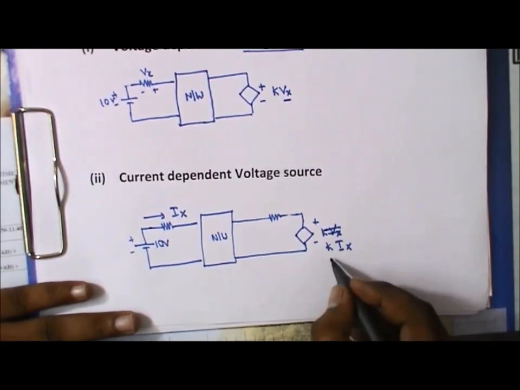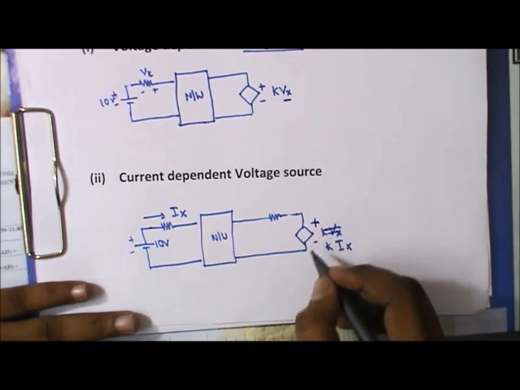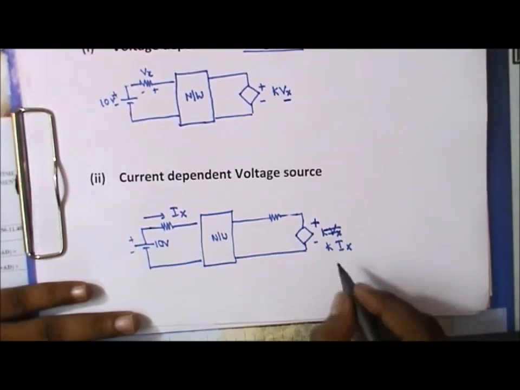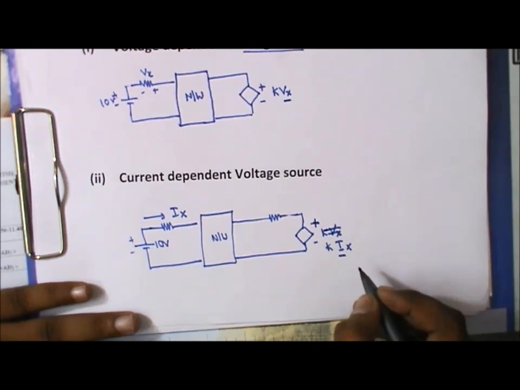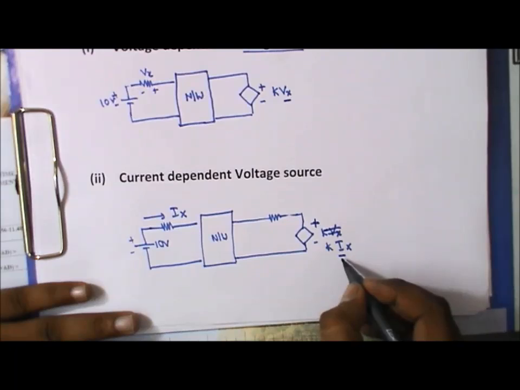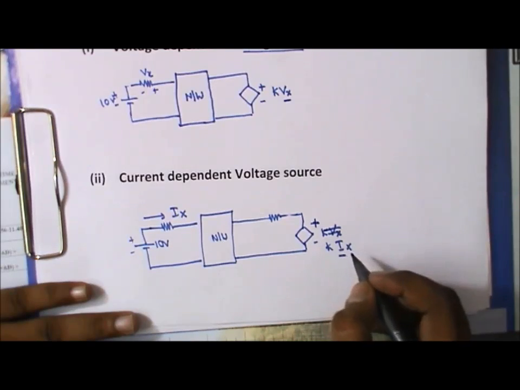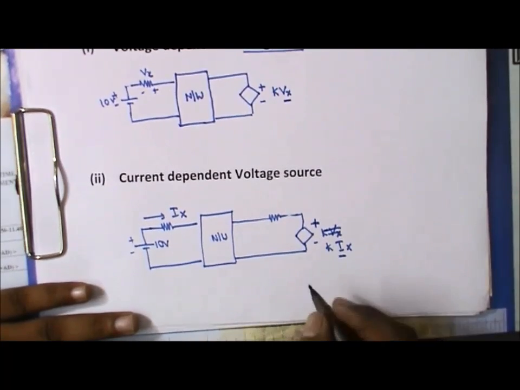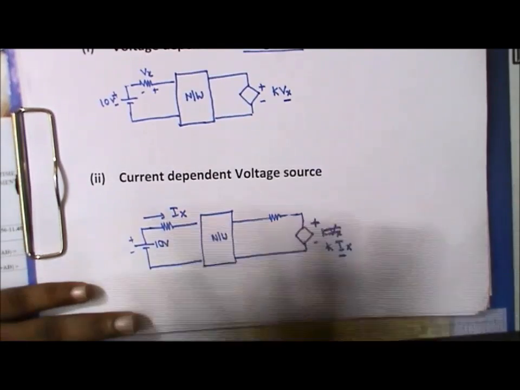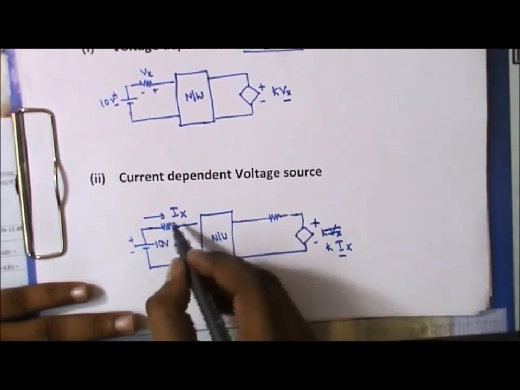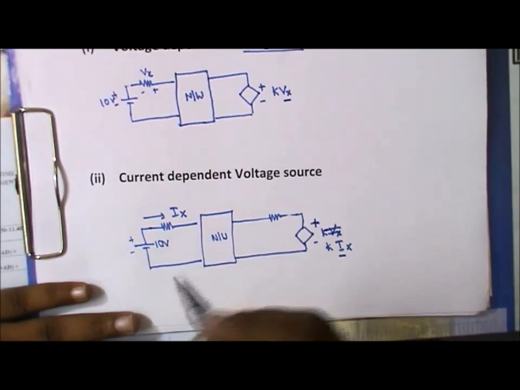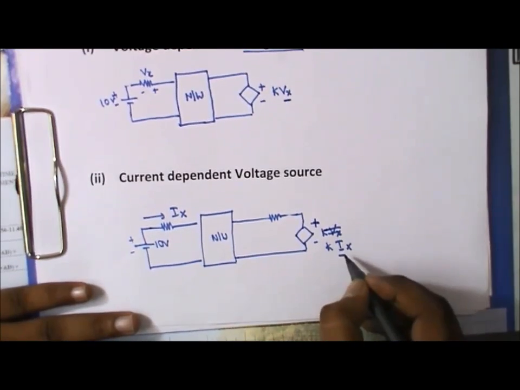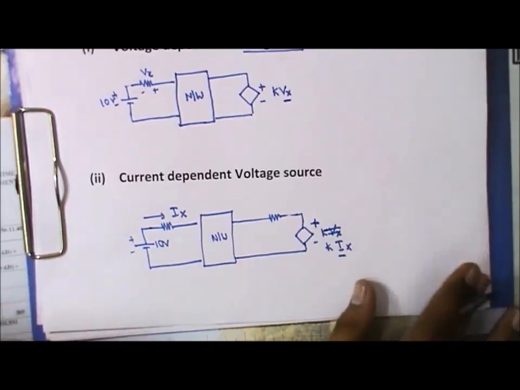So it is a voltage source because the polarity indicates it is a voltage source, but its magnitude depends upon the value of the current. So it is a current dependent voltage source, and this current is always present in the circuit, anywhere. Here in this circuit, this is the current Ix which is responsible for this voltage source. So it is a current dependent voltage source.